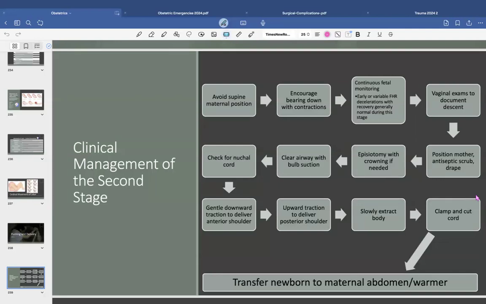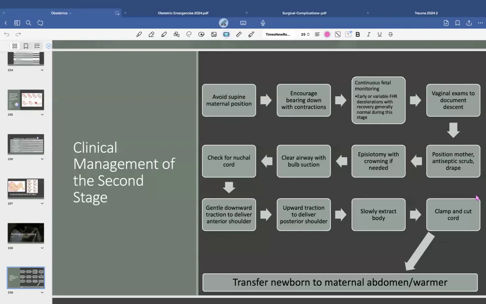Vaginal exams to document descent: we're checking cervical dilation and effacement, engagement, station. You're checking for a nuchal cord, which we talked about in the earlier lectures, and which can be a sign of abnormalities, congenital abnormalities, genetic issues. I'm sorry, wrong direction.